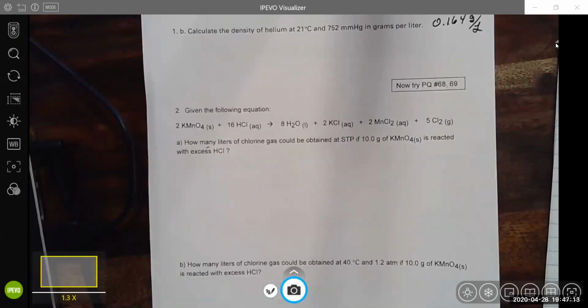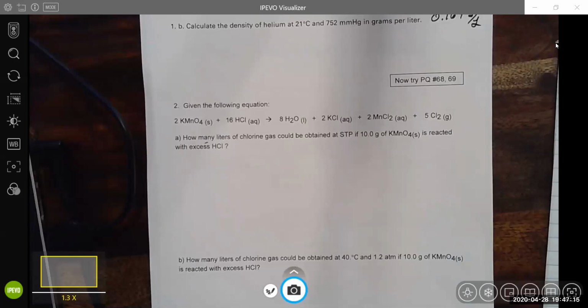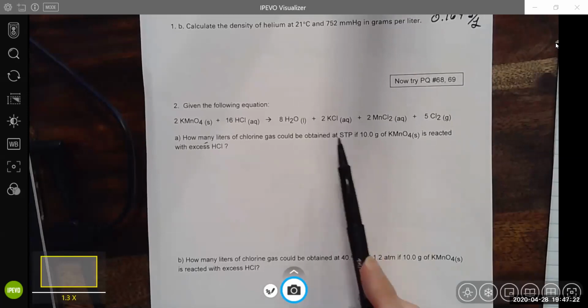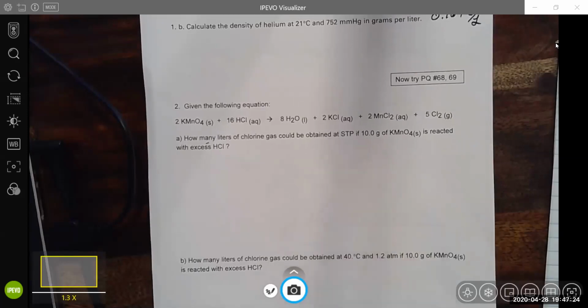So over here, we did problem B, and we're going to look at problem A. Now, 2A is almost the same because we're still starting with the 10 grams of potassium permanganate, only now our conditions are different. It's STP, standard temperature and pressure. So we're running the same reaction with the same amount of starting material, but the gas that's generated will be at a different temperature and pressure.